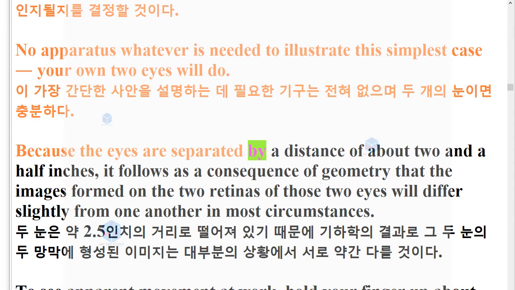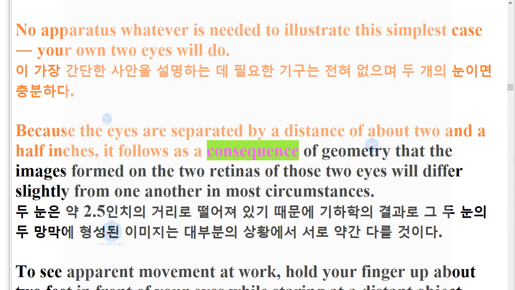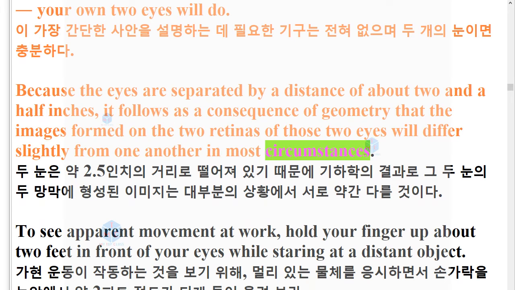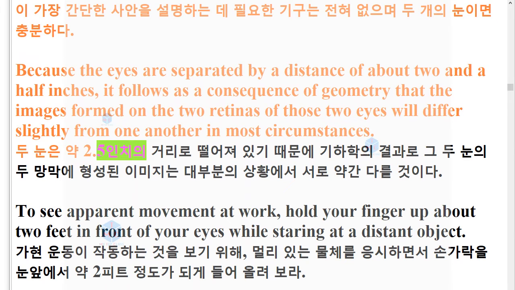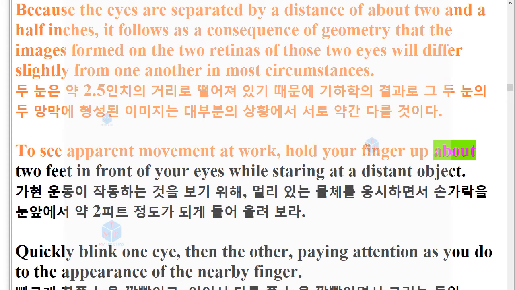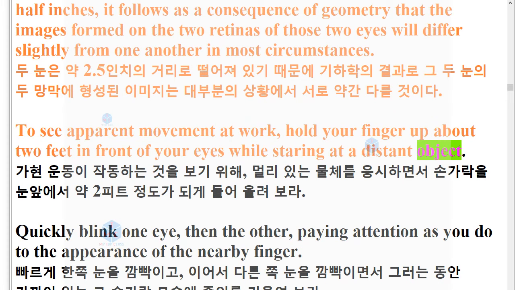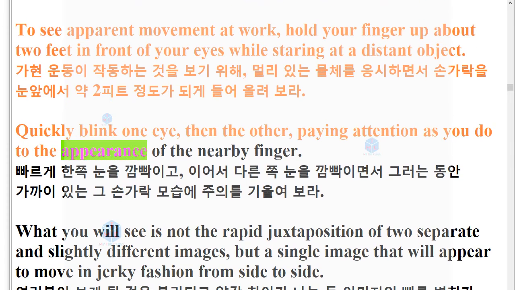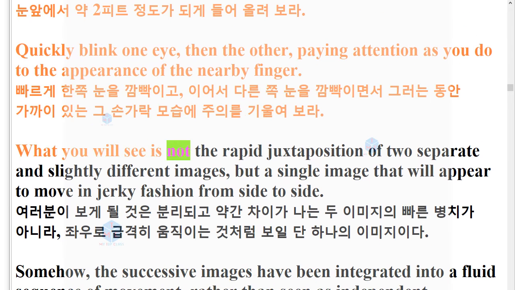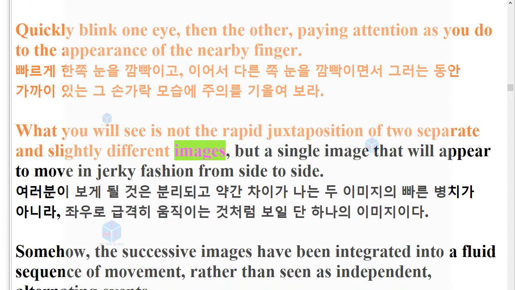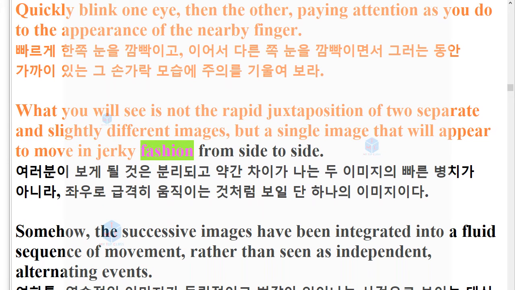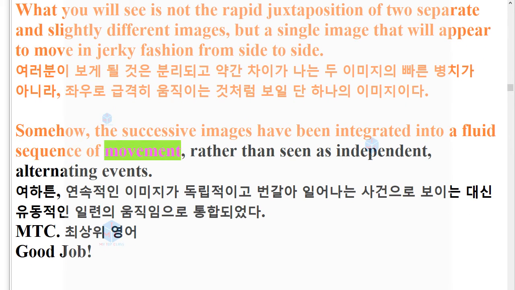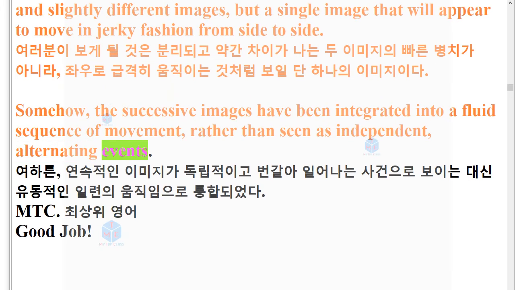Because the eyes are separated by a distance of about 2.5 inches, it follows as a consequence of geometry that the images formed on the two retinas of those two eyes will differ slightly from one another in most circumstances. To see apparent movement at work, hold your finger up about 2 feet in front of your eyes while staring at a distant object. Quickly blink one eye, then the other, paying attention as you do to the appearance of the nearby finger. What you will see is not the rapid juxtaposition of two separate and slightly different images, but a single image that will appear to move in jerky fashion from side to side. Somehow, the successive images have been integrated into a fluid sequence of movement, rather than seen as independent, alternating events.